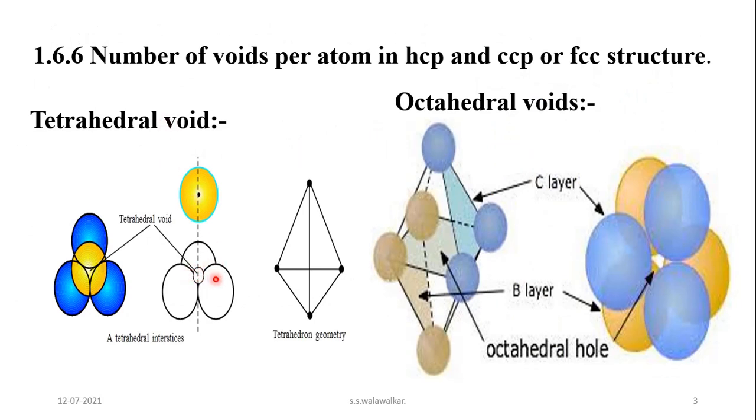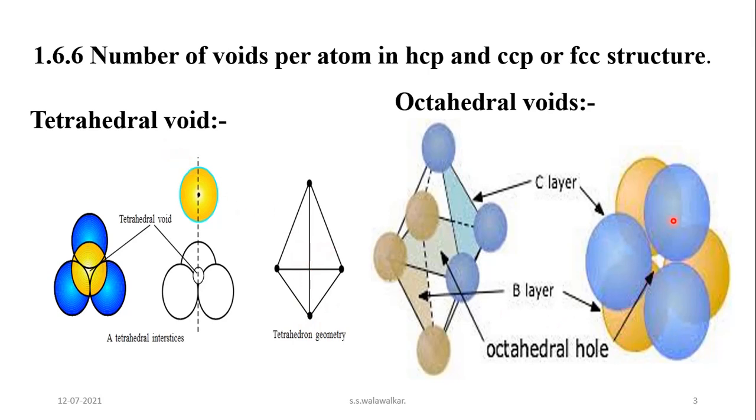These are the three spheres and here is the empty triangular space between these three spheres. And when the sphere of the second layer is placed over this, then this empty space is surrounded by four spheres. And if you join the centers of these four spheres, then we get what? Tetrahedron. So this empty space in between these four particles is called a tetrahedral void.